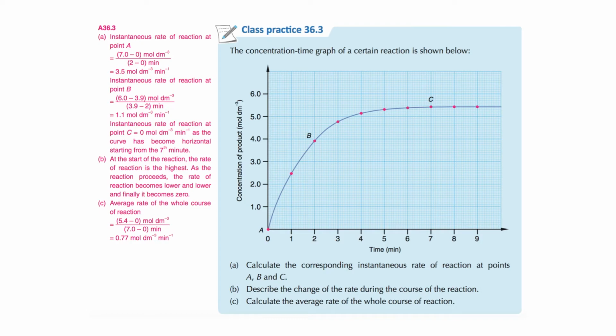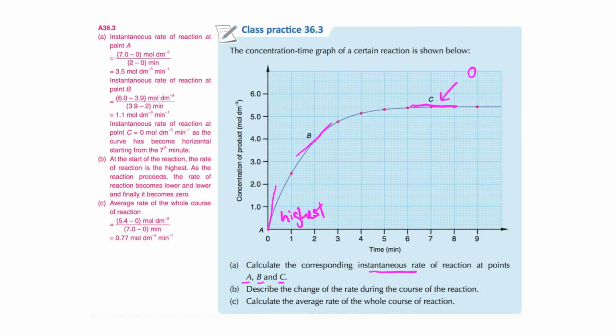So class practice 36.3, more or less the question is similar. Say for example, the corresponding instantaneous rate at A, B, C. Calculate the corresponding instantaneous rate. So you have to draw a tangent here, here, and here. For this one, the slope of the tangent should be 0. This one has to be the highest.